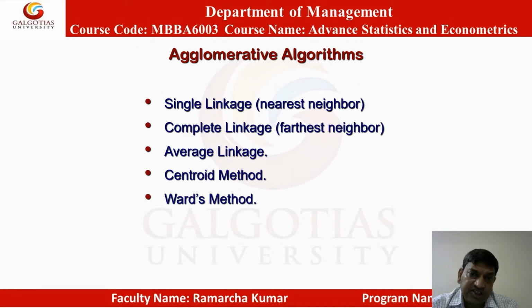Agglomerative algorithm: single linkage, nearest neighbor. So you are looking at clusters, and the distance between clusters is through single linkage. That means the shortest distance between any two members of these two clusters. Complete linkage is the other way around. It is the farthest neighbor, so the maximum distance between the members of two clusters. Average linkage is the average of all the distances, and in the centroid method we are looking at the distance between centroids. The centroid method and Ward method we'll discuss.